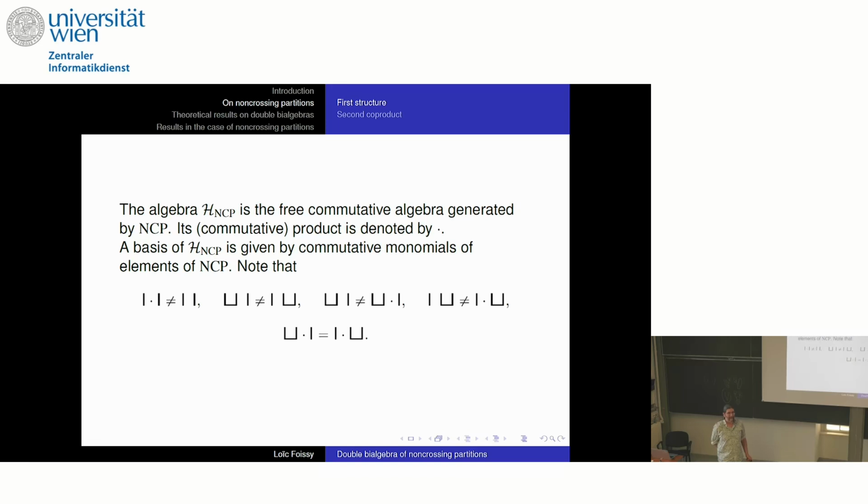Yes, the symmetric power. A symmetric power, not a symmetric algebra on non-crossing partitions. I want it to be commutative. In fact, non-commutative won't work. You can prove that if you have a double bialgebra, it's always commutative. So you have to take commutative. So it is a symmetric algebra on non-crossing partitions, if you want. Or a polynomial algebra whose indeterminates are non-crossing partitions.